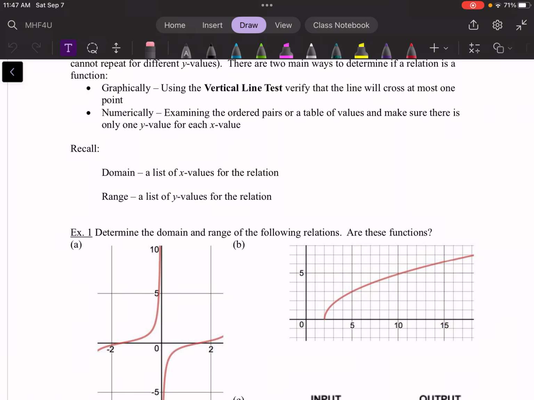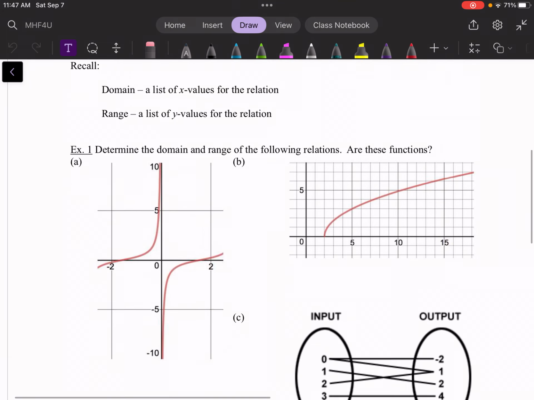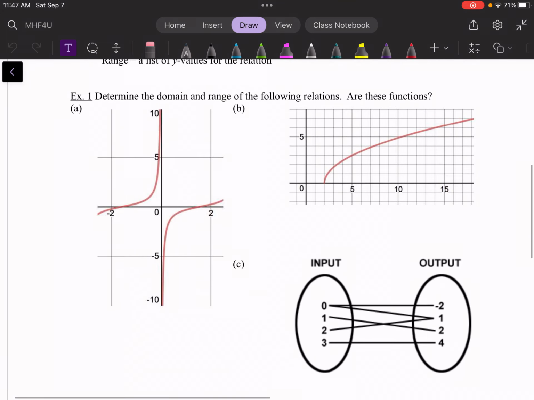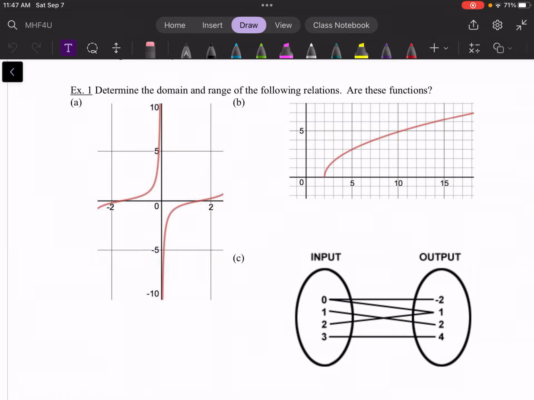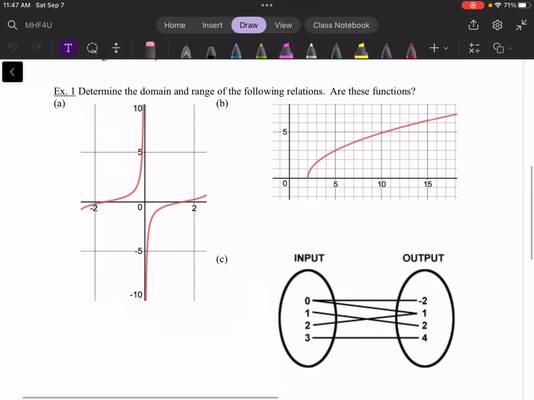Okay, so let's take a look. Here we have a few different relations, and we're going to determine whether or not these are functions. We're also going to look at determining the domain and range for each of these relations. So our first one, take a look at this relation and see what it looks like.